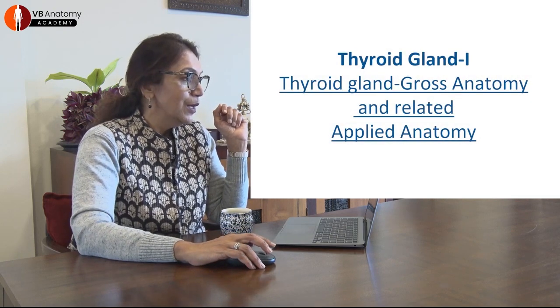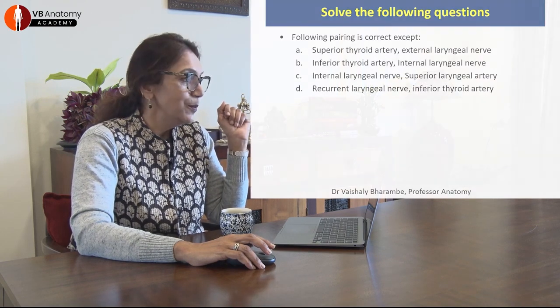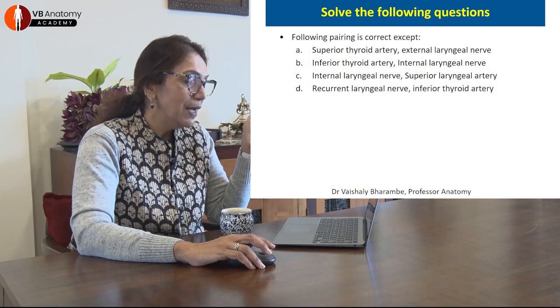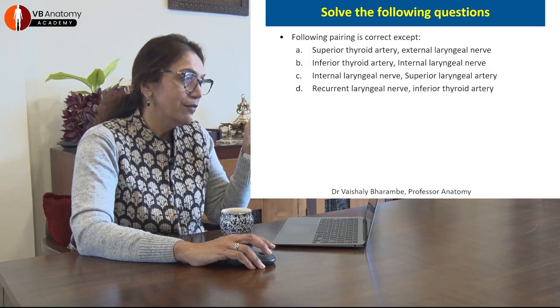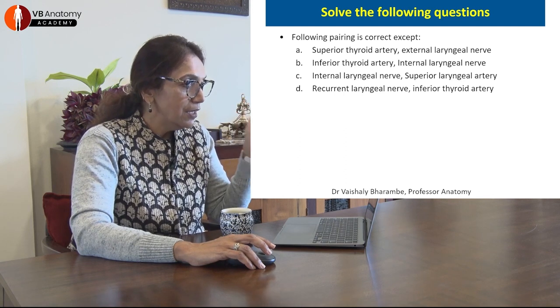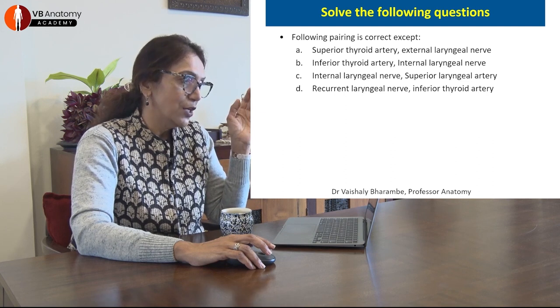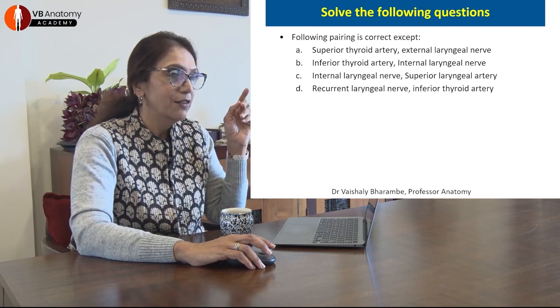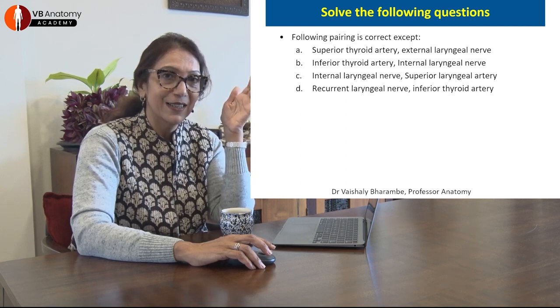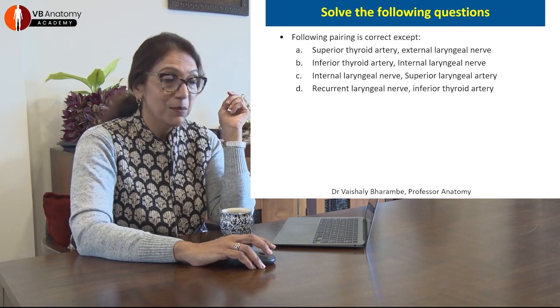Before that, as usual, I want you to see where you are. So see if you can solve this MCQ. The following pairing is correct except: superior thyroid artery, external laryngeal nerve; inferior thyroid artery, internal laryngeal nerve; internal laryngeal nerve, superior laryngeal artery; recurrent laryngeal nerve, inferior thyroid artery. Oh my God, this is getting too much, isn't it? Okay, right. Then there's some more.